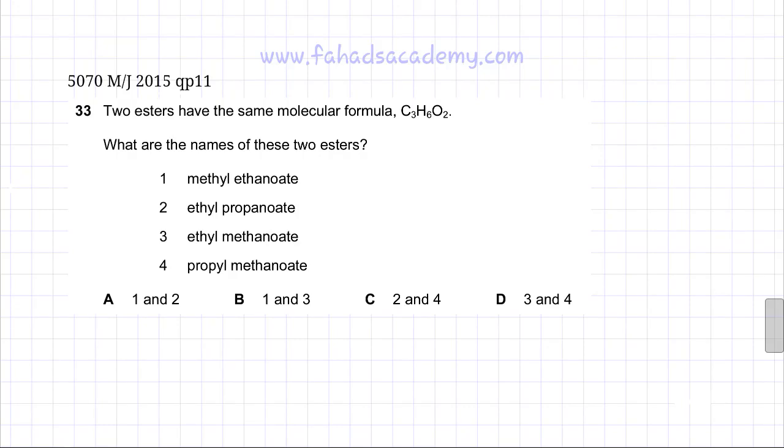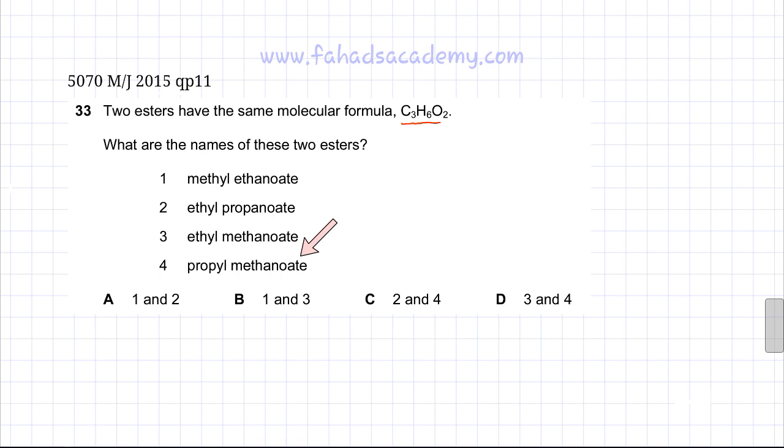The following question is about esters. The question states that there are two esters and they have the same molecular formula, C3H6O2. So two esters having exactly the same molecular formula are going to have 3 carbons, 6 hydrogens and 2 oxygens. And it's asking what are the names of these two esters. You're given 4 options: methyl ethanoate, ethyl propanoate, ethyl methanoate, or propyl methanoate.